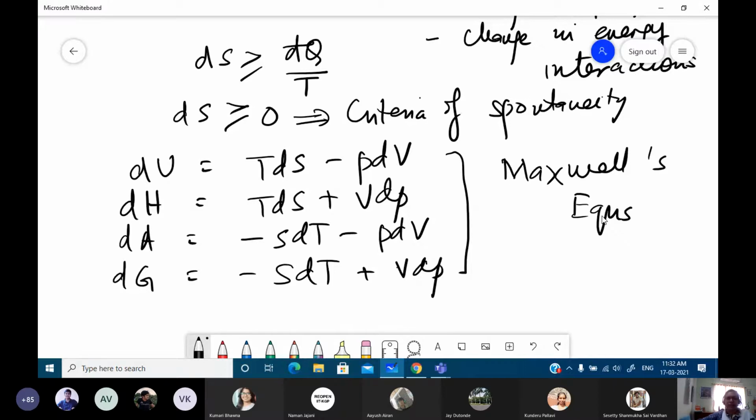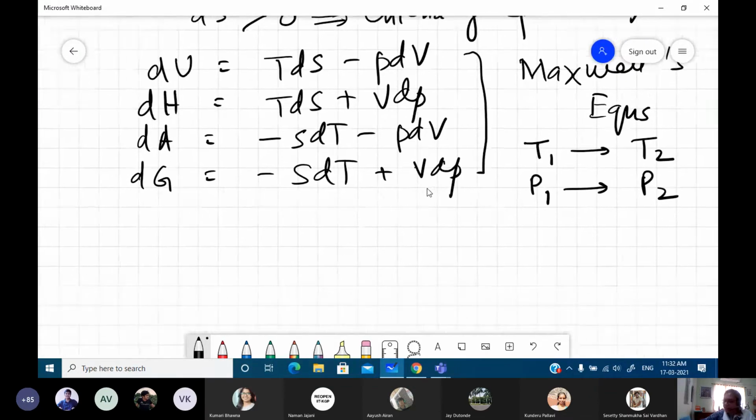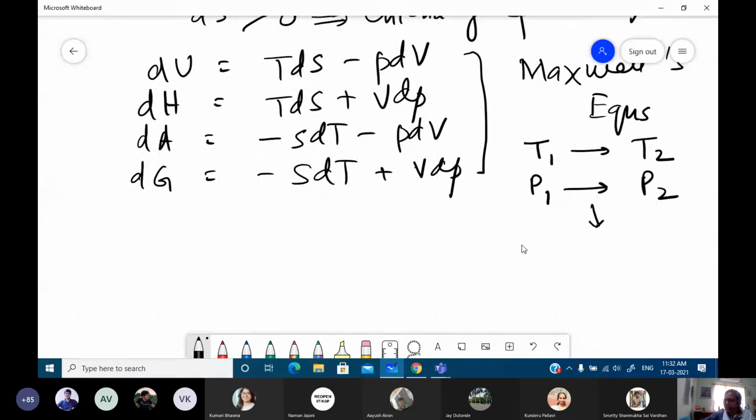And then from the Maxwell's equations, we found that based on the changes in the measurable properties, that means we can measure the change when a system goes from T1 to T2, when it goes from P1 to P2, right? Now, once we can measure the changes, then based on this, we can find out the changes in the non-measurable properties.